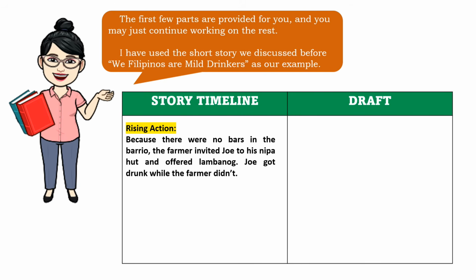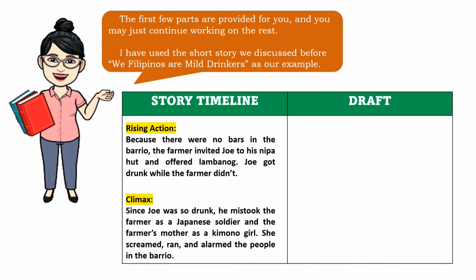Rising action. Because there were no bars in the barrio, the farmer invited Joe to his nipa hut and offered lambanog. Joe got drunk while the farmer didn't. Climax. Since Joe was so drunk, he mistook the farmer as a Japanese soldier and the farmer's mother as a kimono girl. She screamed, ran, and alarmed the people in the barrio.